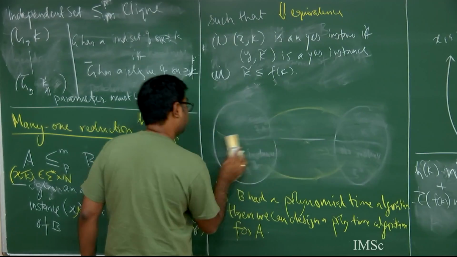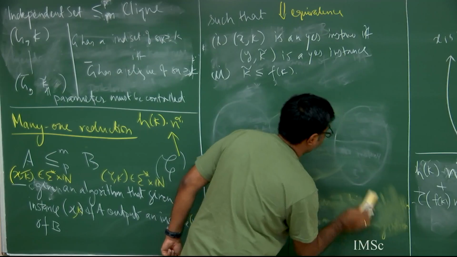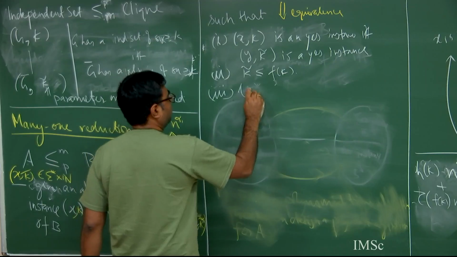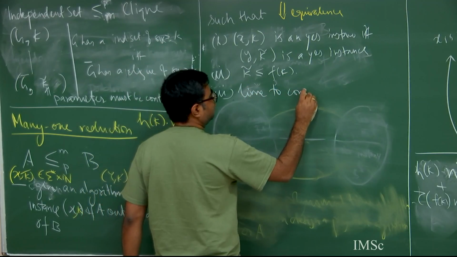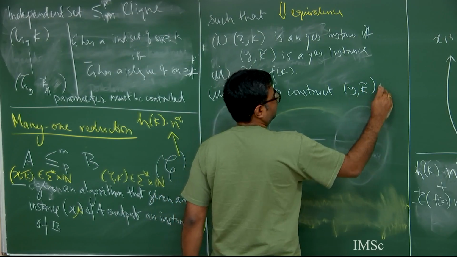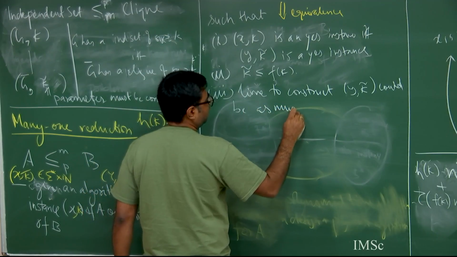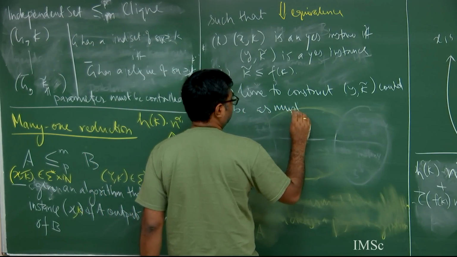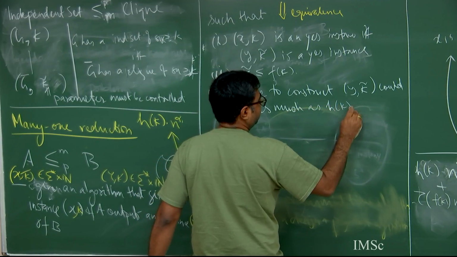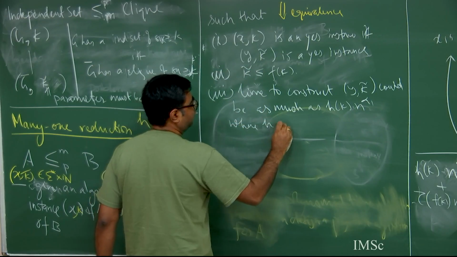Okay. But there are more things which we should understand here. Third, the time to construct y, k tilde could be as much as h of k times n to the power alpha 1, where h is some function of k alone.